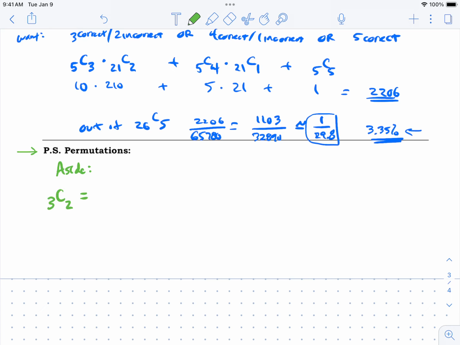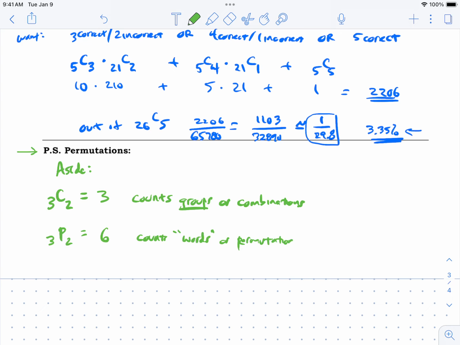If you ask your calculator 3 choose 2, you're going to get 3. If you look next to your nCr button, there's one that's an nPr button. It uses a P instead of a C. And if you ask it, hey, what's 3P2 do? It comes out to a 6. Okay, what's going on here? This thing, as we saw, this C is called a combination. It counts groups, officially known as combinations. This thing counts, I'm going to call it words, using it in quotes. The official word is permutations.